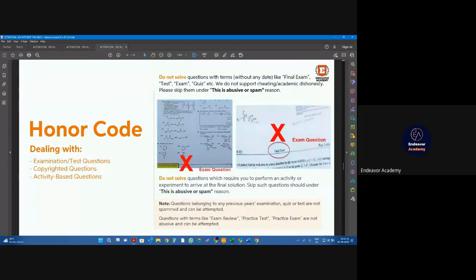The next kind of question is the activity based questions. Activity based question means the student is asking us to do some activity and then provide the solution. They are providing some tasks, like what will the output be if we do these things. So this is an activity based question, and we have to skip these questions. If the final exam, test or quiz questions have these kinds of watermarks, then we don't have to provide the solution to those questions.